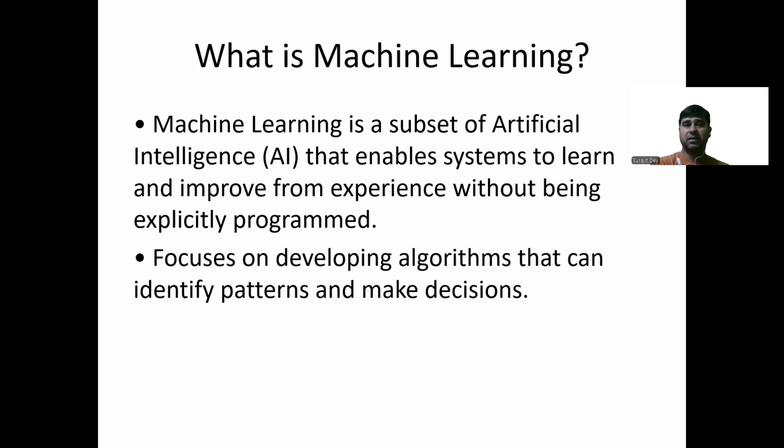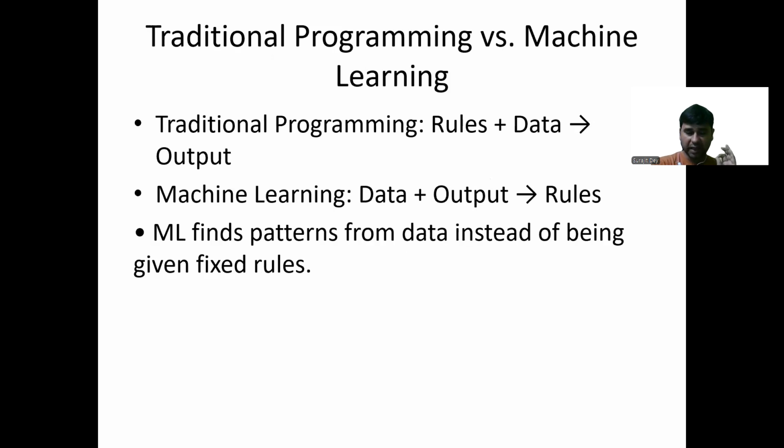Machine learning is a subset of artificial intelligence that enables systems to learn and improve from experience without being explicitly programmed. So there will be no supervision, there will be no programming. What we will have in our hand is the data set, and based on the data set, the machines will be trained. After the training, the machine learns by itself from this data.